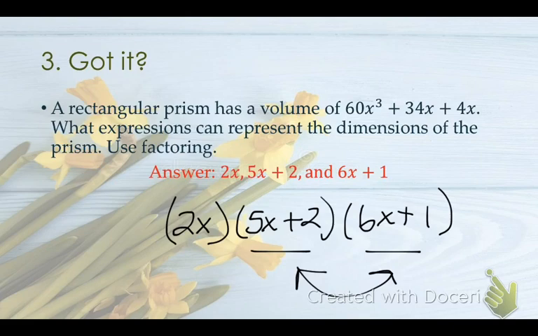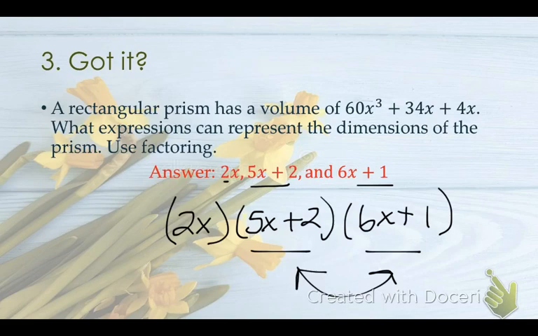We do want to pay attention to the context and notice that it does say what are the possible dimensions, or what can represent the dimensions of the prism. And so the 3 possible dimensions are the individual polynomials. But it's all good. We will get there.